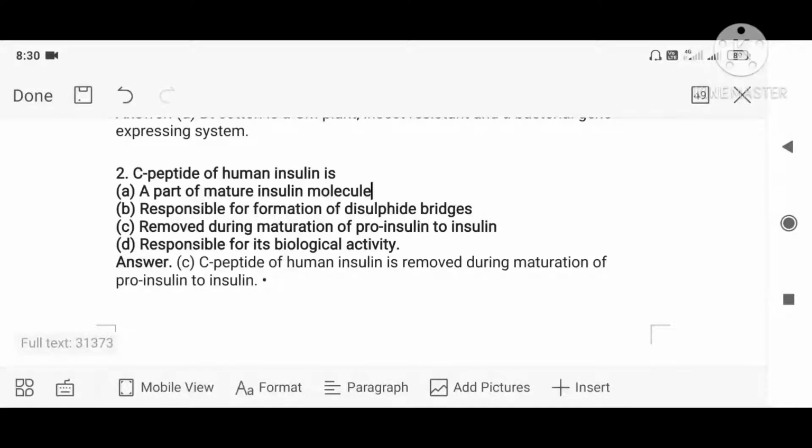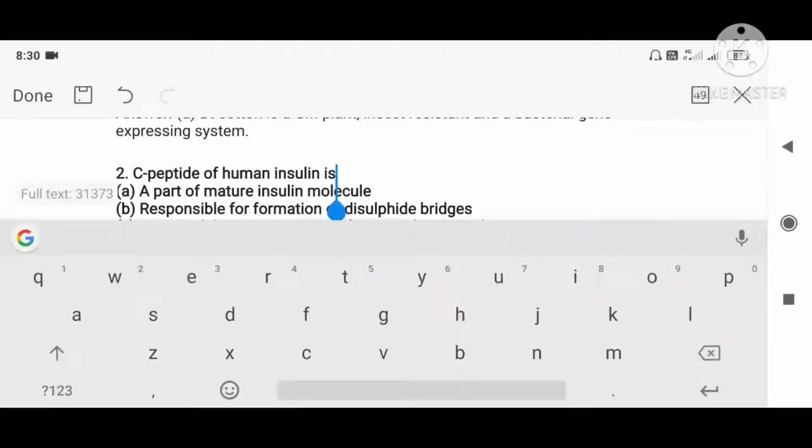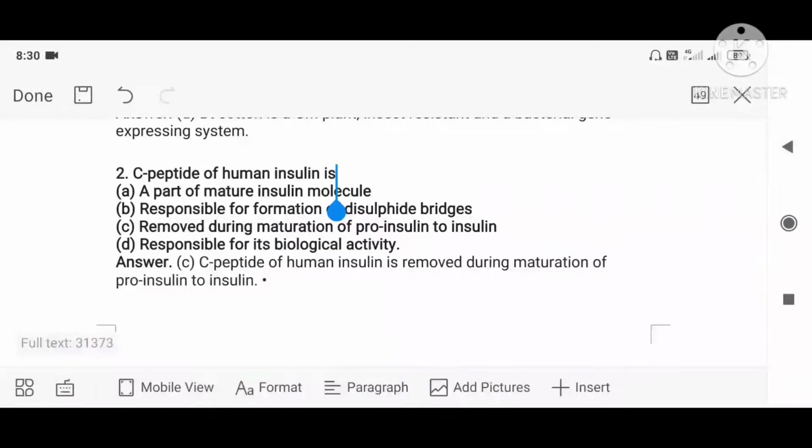So during maturation, what are we doing? We are removing this proinsulin C chain. So, the C peptide of human insulin is removed during the maturation of proinsulin to insulin. That will be your answer.